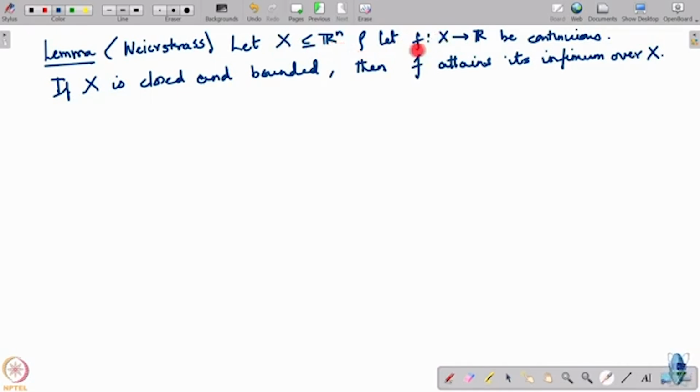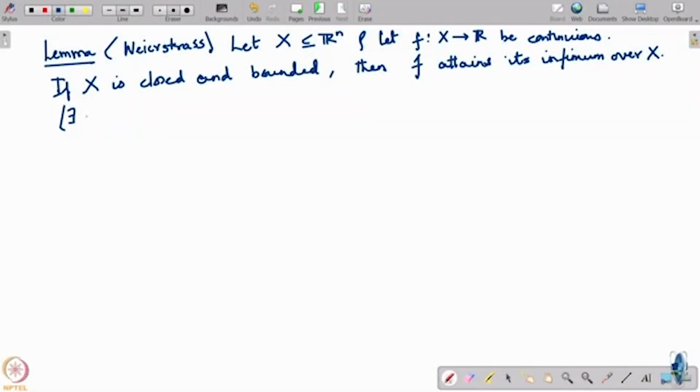and let f be a function from X to R, and f is assumed to be continuous. Now, if X is closed and bounded, then f must attain its infimum over X, meaning that there must be a point in X. What this means is there exists an x star in X such that f of x star is equal to the infimum over x in X of f of x.